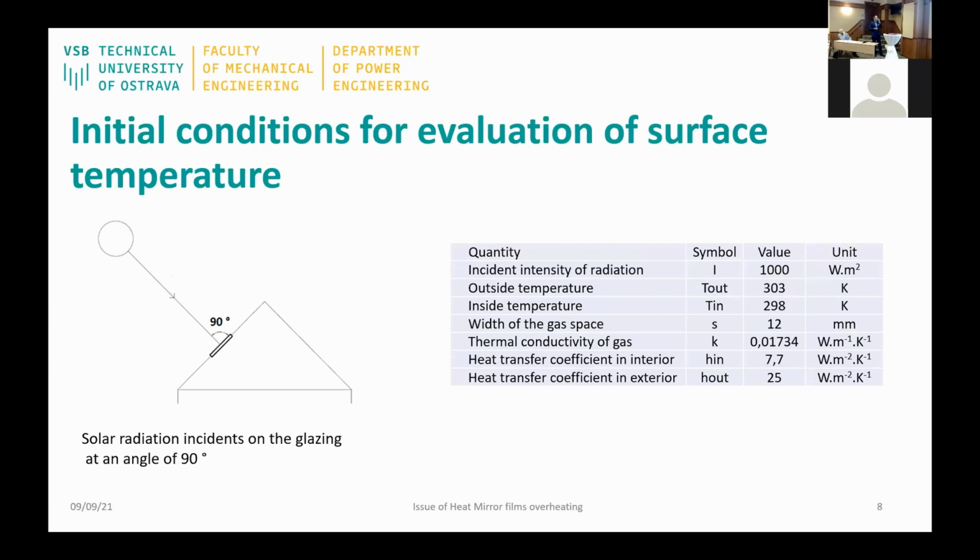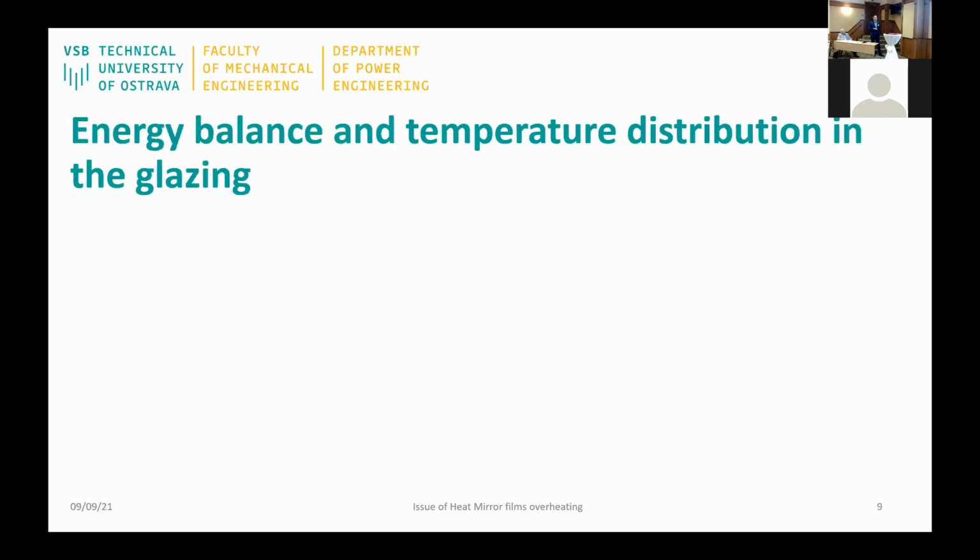So, initial conditions: solar radiation incident perpendicular on the surface of glazing. I consider an intensity of radiation of 1000 watts per square meter. The heat transfer coefficient that I considered was given according to the standards. The width of the gas phase, that means the width between glass and film, I considered 12 millimeters.